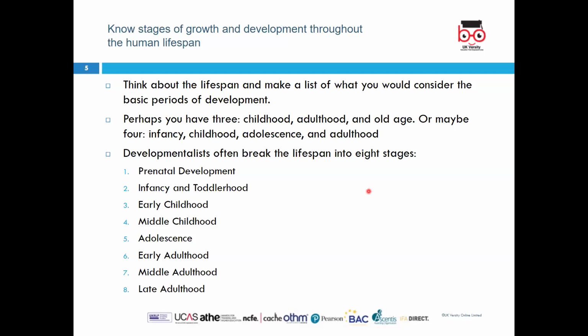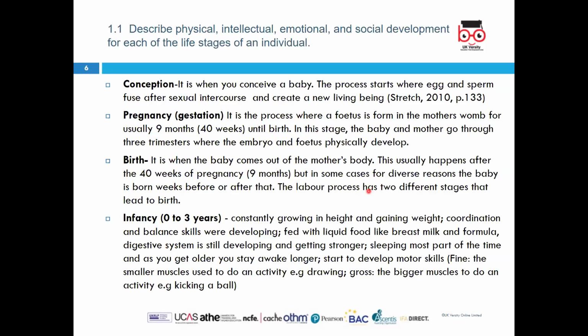So there's prenatal development. This is when the child is not born. Prenatal means before being born. Pre is before. And then infancy and toddlerhood, under 1 year of age, early childhood, above 1 year, middle childhood, adolescence, early adulthood, middle adulthood, and late adulthood.